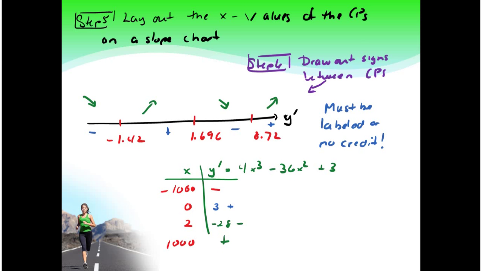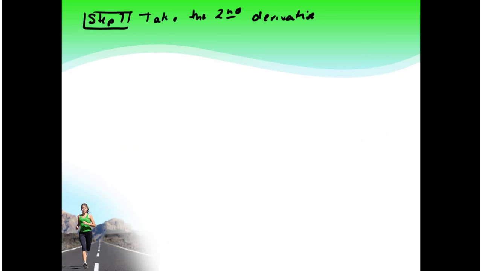I had the graph, and I drew the slope chart. I did the arrows first, and then I put the sign of the derivative, because I'm going backward, actually. Here, I have the signs of the derivative, and they tell me whether the arrows are going up and down. Now, next step is to take the second derivative.